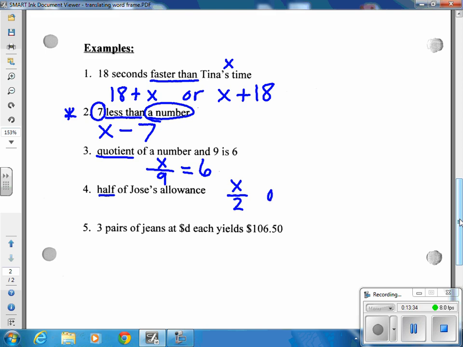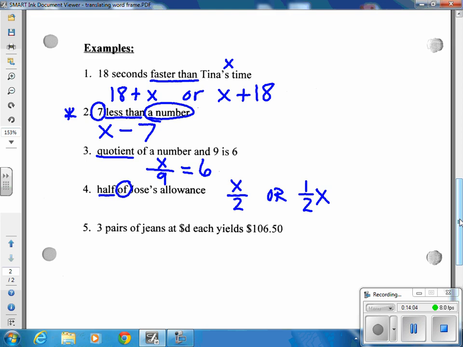But if you think of half as the fraction 1/2, and then the key word being "of" meaning multiply, then you would take 1/2 times X, because you're taking 1/2 of his allowance that we don't know. So both of those answers are 100% correct. It's just a matter of what you personally interpret it as and how you want to write it. So please know the difference between those two and know that "half" is the only word that does that.